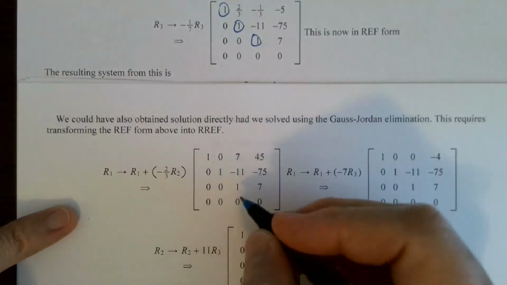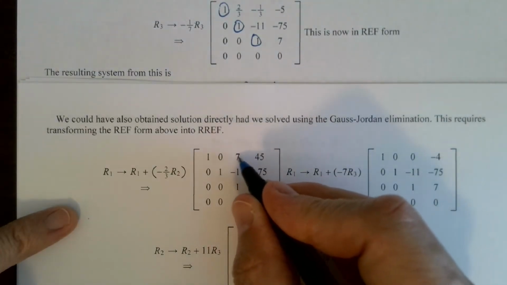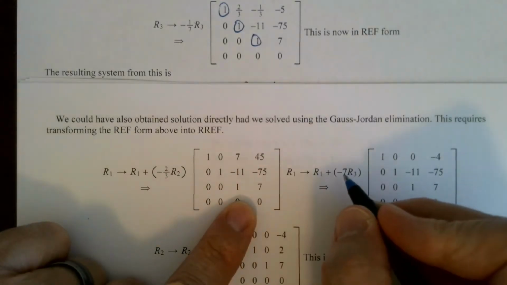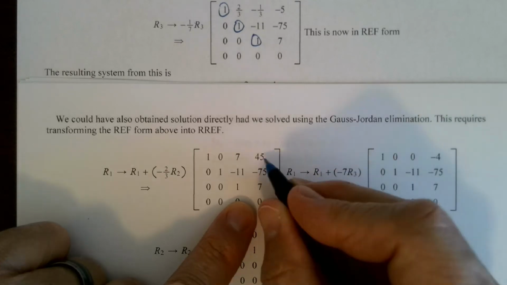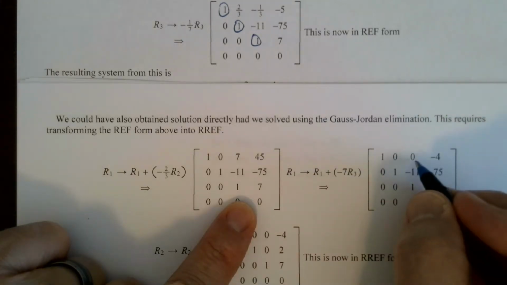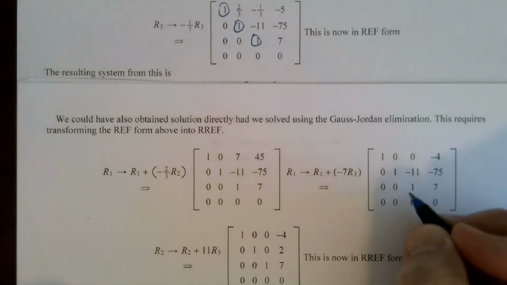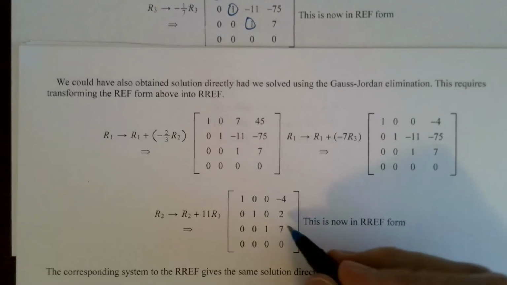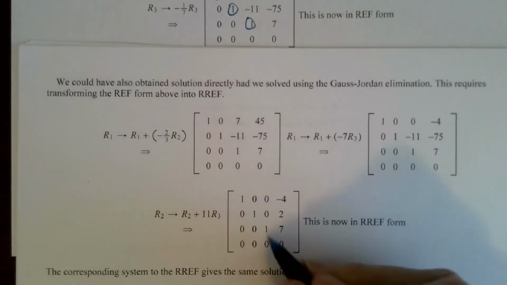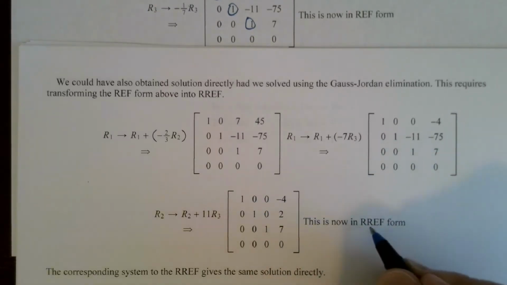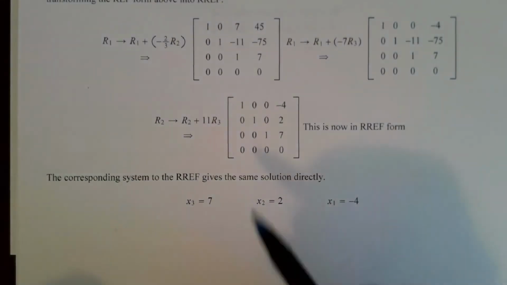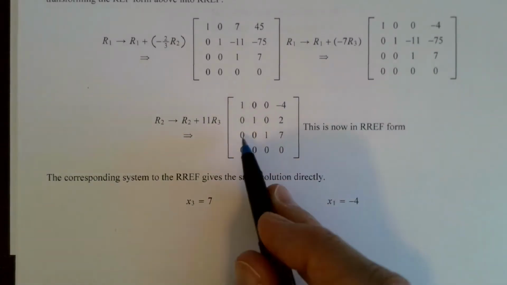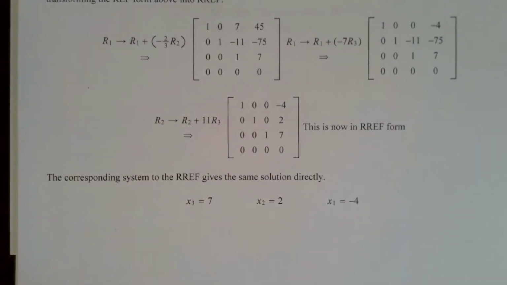But there's my 0. Now I want to get this to be 0. How do I do that? Well, now my pivot 1 is in the third row. So the opposite of 7 is -7. Take -7 times row 3, add that to row 1. That'll get me the 0 I need there. And then how do I get rid of this -11? Pivot 1 is in the third row. I'm going to do 11 times row 3, added to row 2, and that will get me the 0 over there. So now what am I in? Reduced row echelon form. And you can quickly get the solution: x1 equals -4, x2 equals 2, x3 equals 7. There it is.